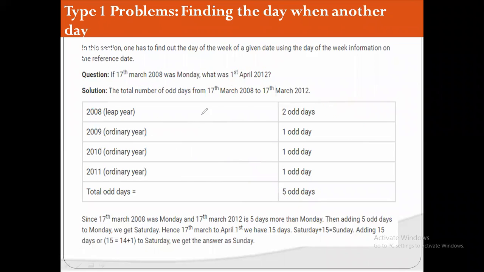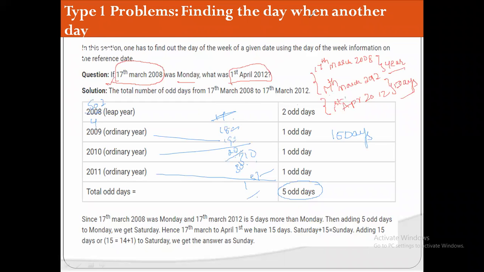So from 17th March to 1st April they have 15 more days. Up to the years we have calculated 5 odd days, plus 15 days extra, that means 20. 20 divided by 7.